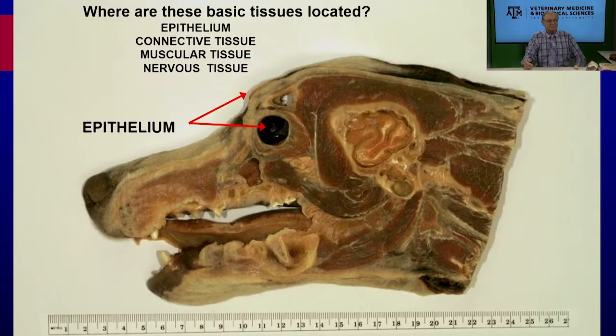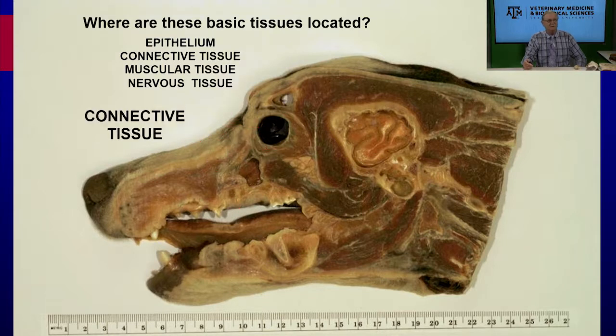So if we look at epithelium, of course, the epidermis, the outside, is the epithelium. The eye, inside, lining that, the retina, all epithelium. Tongue, covering of the tongue, is epithelium. Glands, there we see the salivary gland, there, that's epithelium.